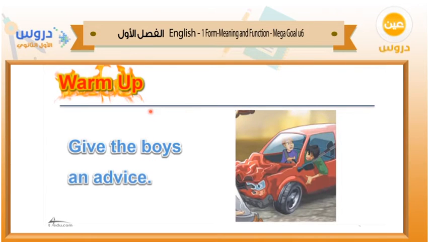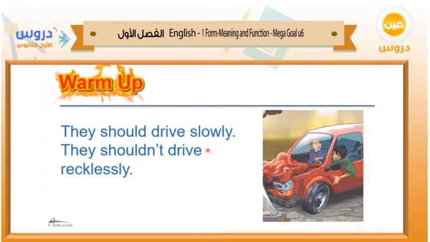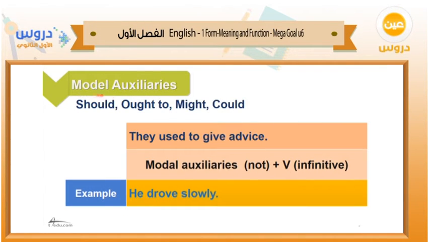And as usual, the warm-up page. Give the boys an advice. They should drive slowly. They shouldn't drive recklessly. Modal auxiliaries should, ought to, might, could. They are used to give advice. Modal auxiliaries, not plus the verb in the infinitive. He drove slowly.